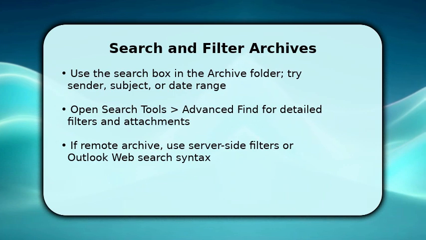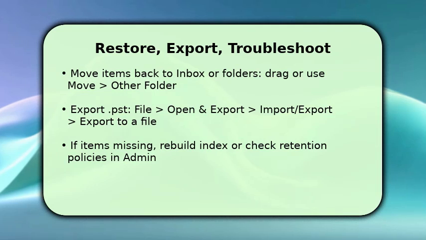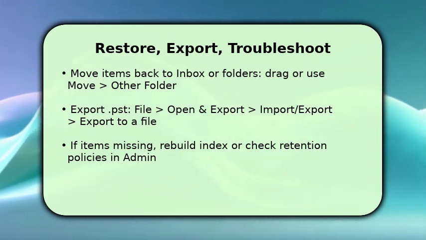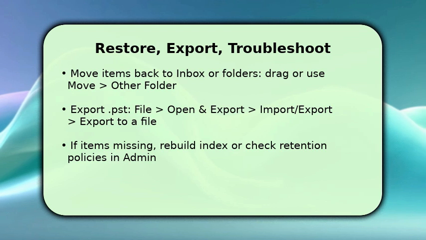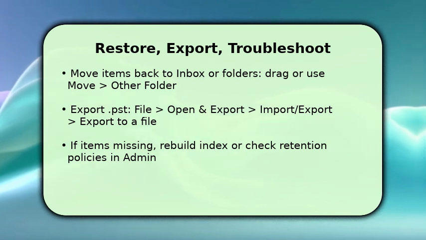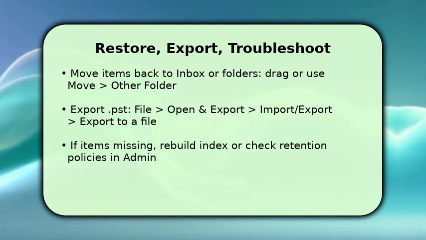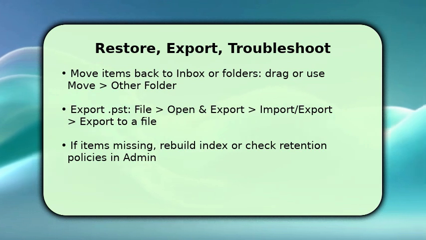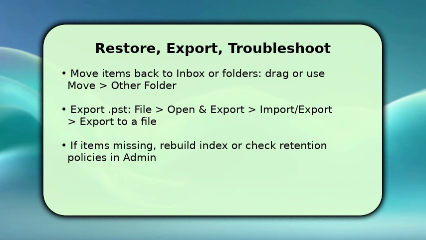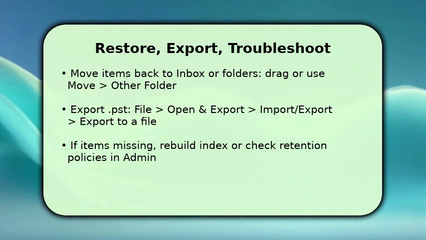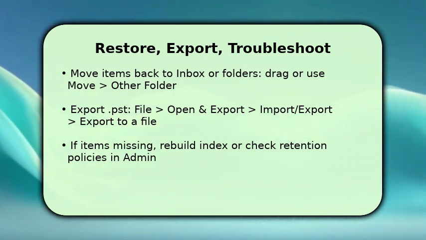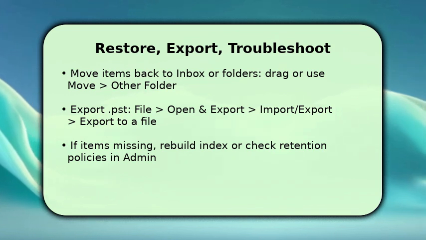You're at the finish line. Restore or export what you found. Select messages and drag them to Inbox or choose Move, Other Folder to place them precisely. To create a portable backup, go to File, Open and Export, Import/Export, and export to a PST file. After moving or exporting, make sure folders update and sync. If messages don't appear, rebuild the Outlook Search Index or verify retention and archive policies in your account settings.